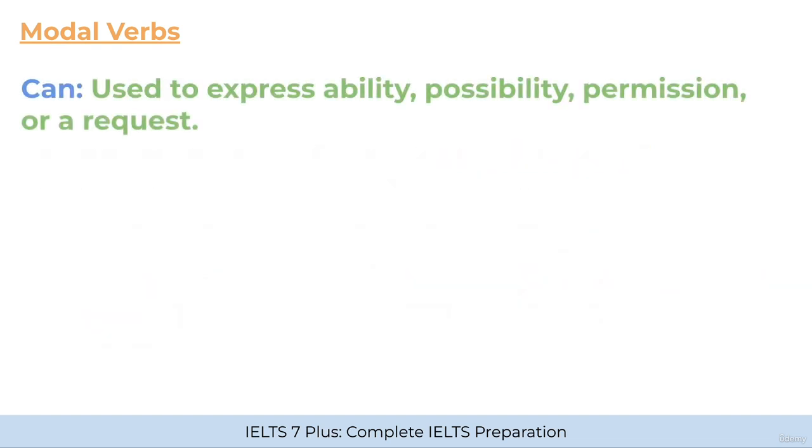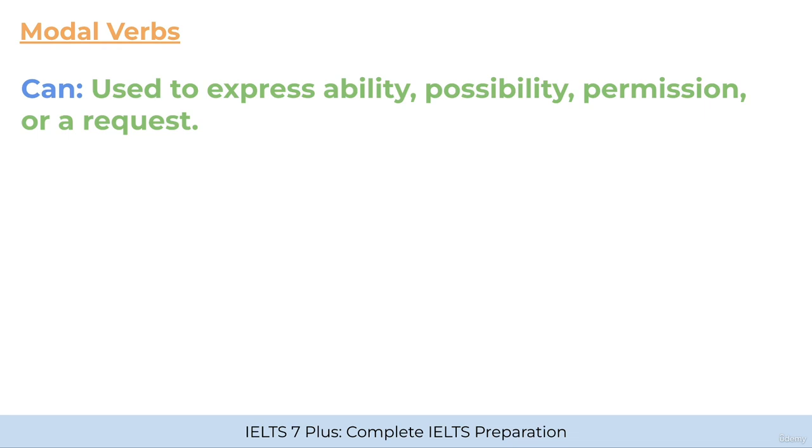Okay, let's get started then. Let's see about which words are actually modal verbs. So can, you might see this a lot in sentences. This is used primarily with ability, whether you can do something, possibility, whether something can happen, permission, whether you're allowed to do something, or a request.